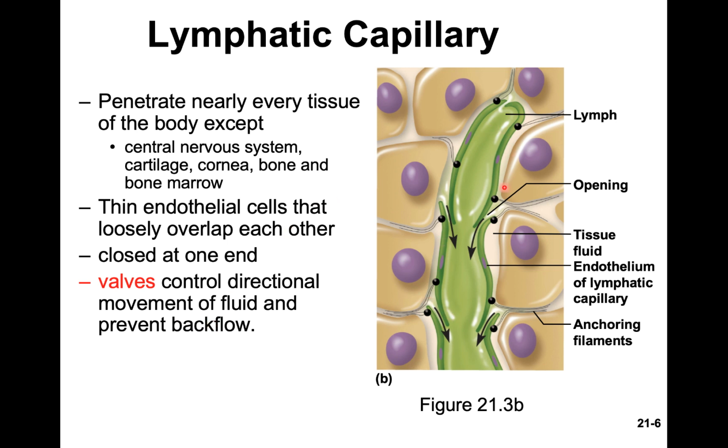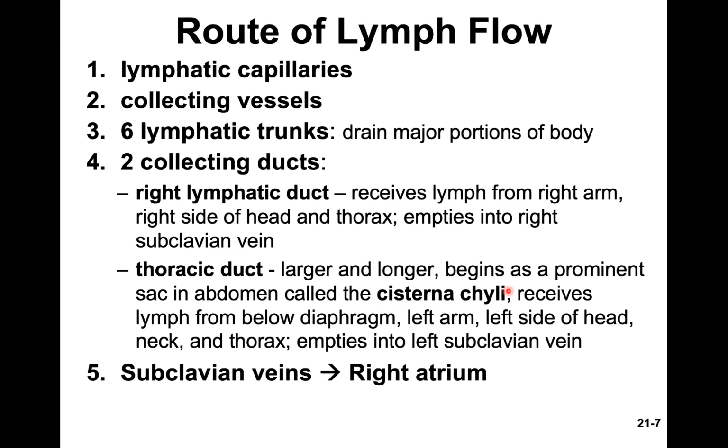Now you can find lymphatic capillaries all over your body except for the central nervous system, cartilage, which is avascular anyways, the cornea in your eye, bone, and bone marrow. Now, from the lymph capillaries, you picked up the extra fluid, you picked up the pathogens, whatever it is that you picked up, and you move that fluid from capillaries into larger vessels called collecting lymph vessels.